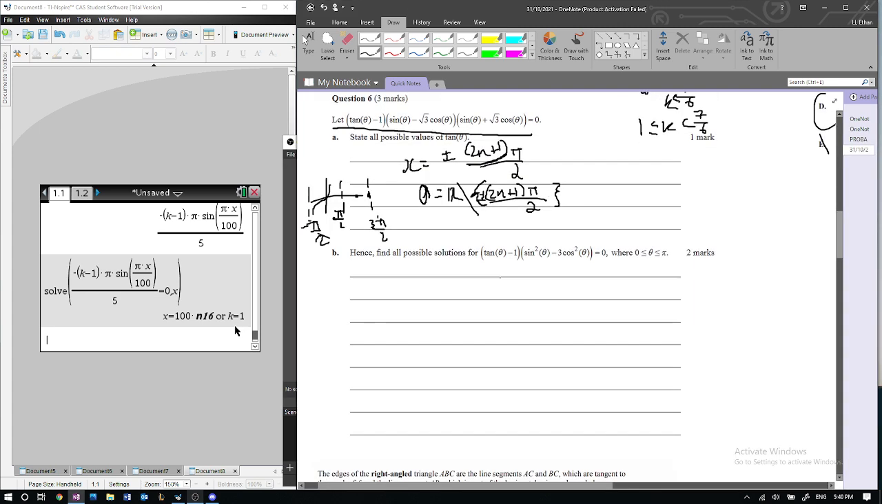Okay, no questions for that. Okay, and now moving on. Hence, find all possible solutions for (tan theta minus 1)(sine theta minus root 3 cos theta)(sine theta plus root 3 cos theta).